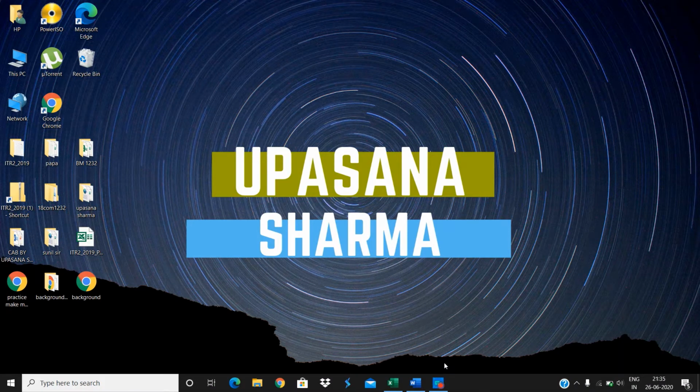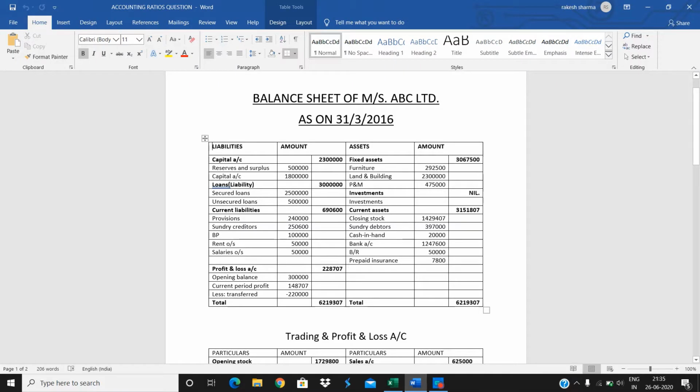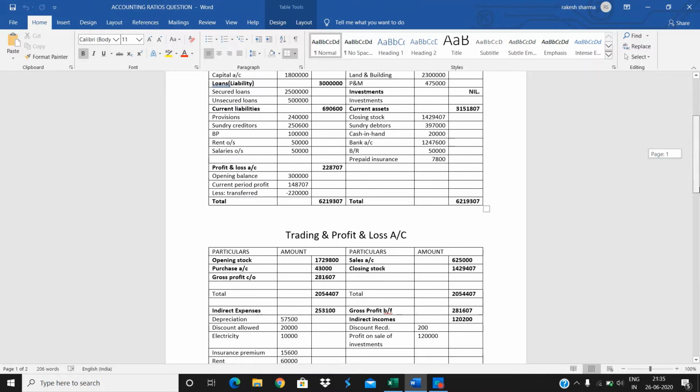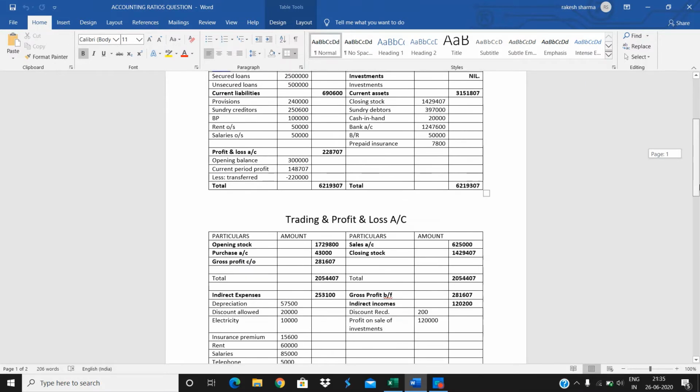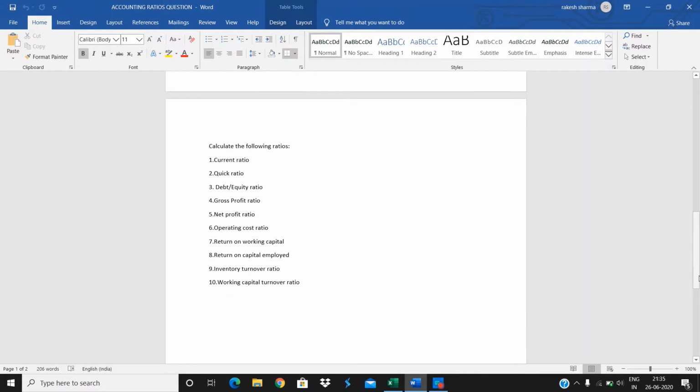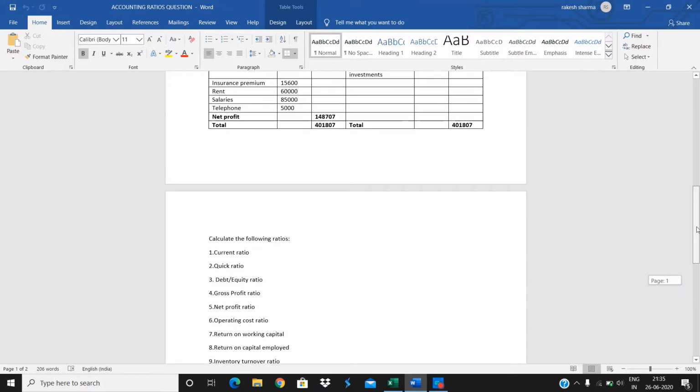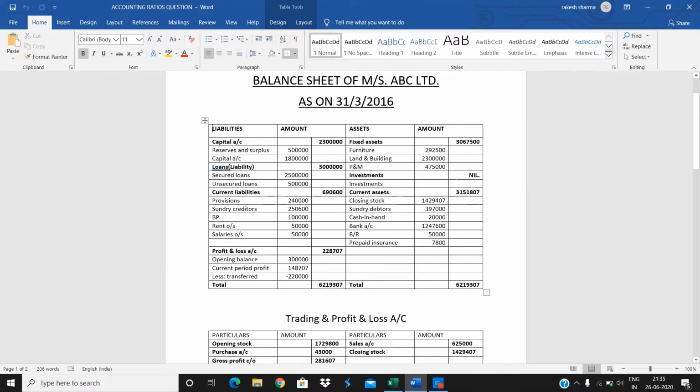So in today's lesson we will be learning how to calculate accounting ratios in MS Excel. So in a question where we are asked to find accounting ratios, we will always be given balance sheet and trading and profit and loss account of a firm, and then of course the ratios that we have to find out. So the first step is that we have to recreate these financial statements in MS Excel.